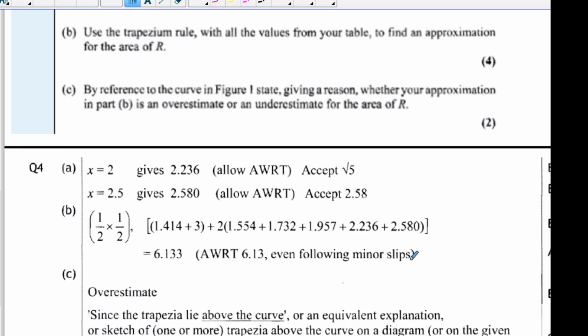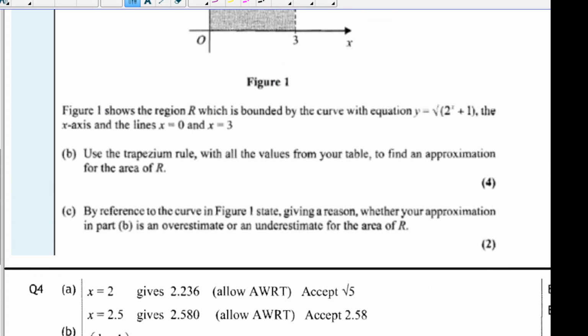So they are giving credit as long as you're trying to show exactly what you're doing. And they did accept the square root of 5, notice on the other answer. But if it says 3 decimal places, just go 3 decimal places just to avoid that question. Or avoid a possible error, I should say.